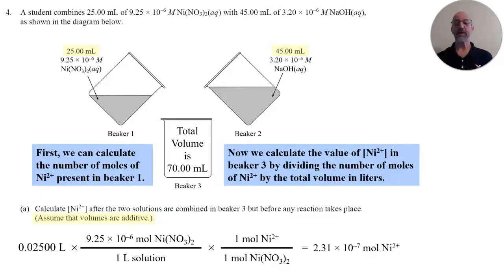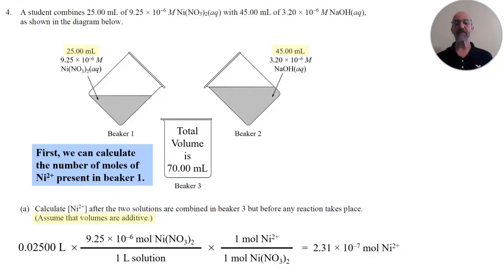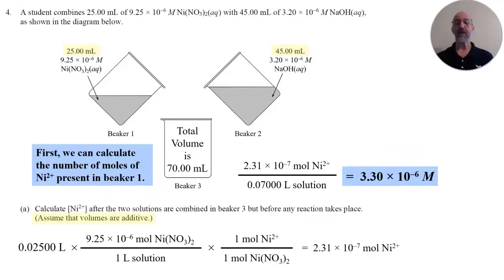So this is what I did to get the answer to part A. I did 2.31 times 10 to the negative 7 moles divided by the volume in liters, and that would be 0.07. And when I did that math, this is the correct answer to part A. 3.30 times 10 to the negative 6 moles per liter, that is the concentration of nickel 2+ ions in beaker 3 after the two solutions are combined.